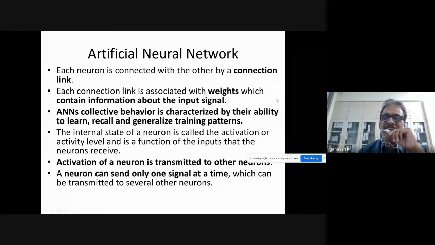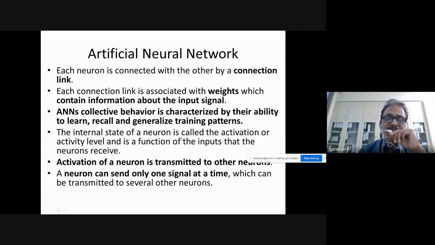ANN's collective behavior is characterized by their ability to learn, recall, and generalize training patterns. So why do I use this neural network, a collection of neurons working together? My aim is to teach it to learn certain things. Or sometimes I ask the neurons to memorize something, even store the patterns, so that the next time you show the pattern, it is able to recognize and tell what it is. For example, in the video which I have given, I have trained the system with the patterns that can distinguish the mathematical model between a car and maybe an auto. Even though they are both vehicles, there are marked differences.